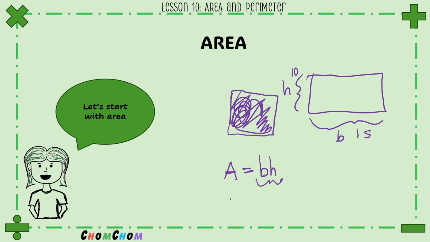So we would say, oh, I know what the area is. Area equals 10 times 15. Oh, the area is 150. Don't worry, we'll be doing more practice with this.